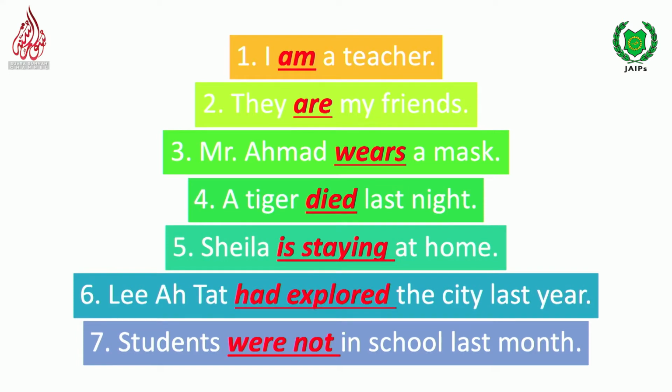Let us look at the 7 sentences again. The first one is am. The second one, are. So those are the verbs. Number 3, wears. Number 4, died. Number 5, is is also a verb, and is staying is another verb. Number 6, had is a verb. Explored is also a verb. Had explored is also another verb. And another one is were not. So we are going to go through that.